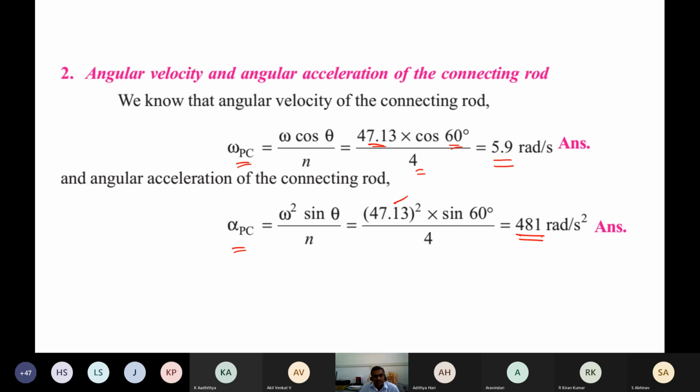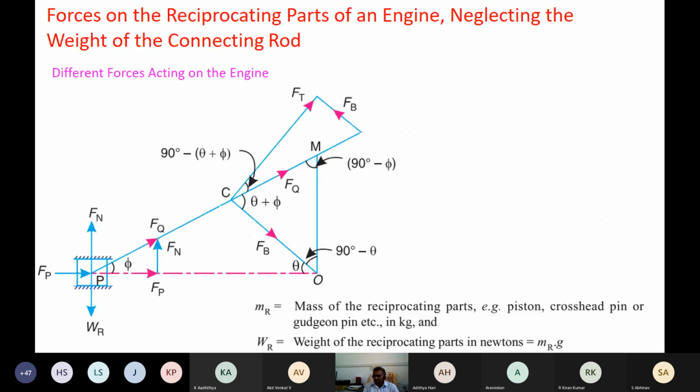So this is the way you have to calculate velocity and acceleration of the piston, angular velocity and angular acceleration of the connecting rod. So why are we calculating all those things? Because this will be useful to find the inertia force. If you know the inertia force, then only you can do the dynamic analysis. So now we are going to discuss what are all the various forces acting in the connecting rod. Force analysis.